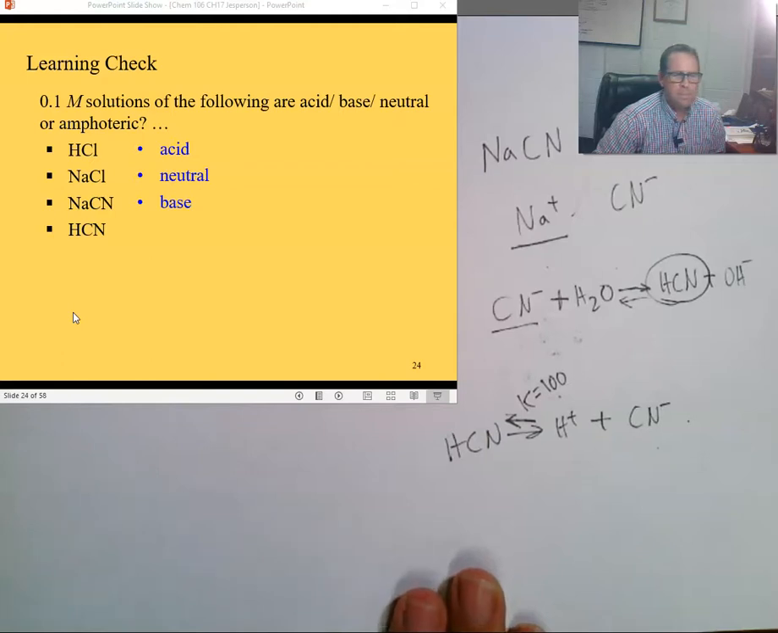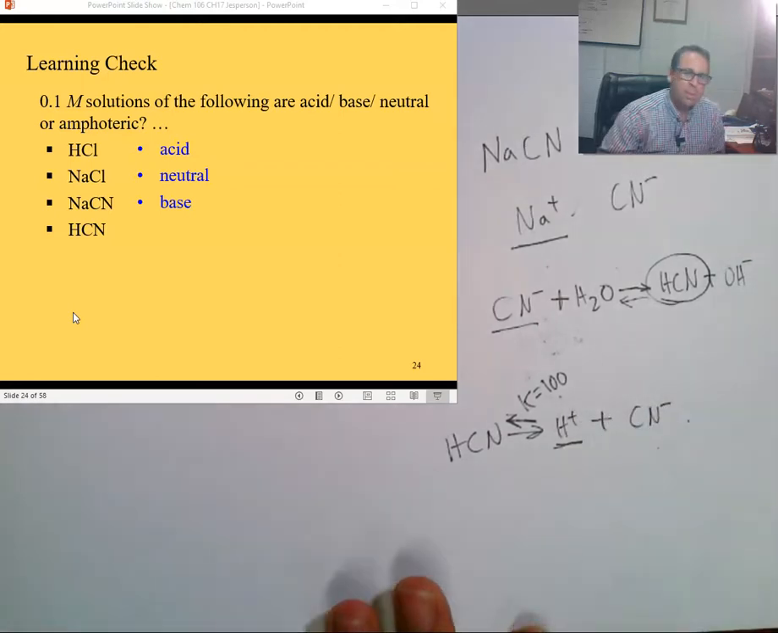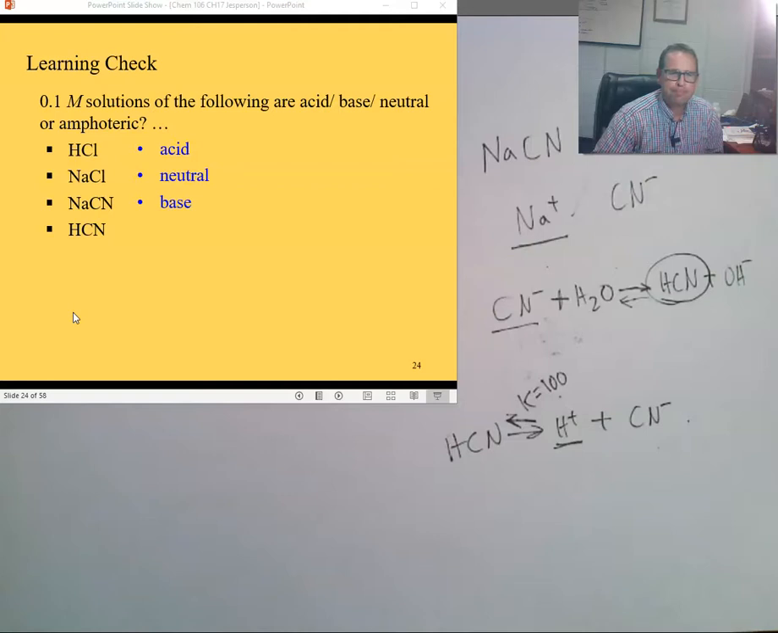It means that there are a lot more products than reactants. That's right. And if one of our products is an H plus ion, then what would that tell us about the pH? That it's going down. Yes, that it'll be acidic, right?